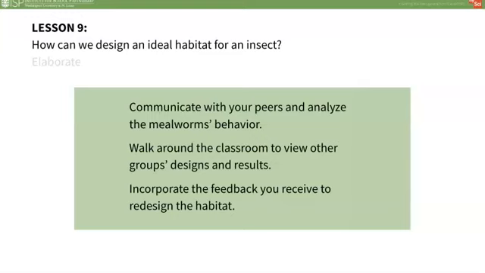Now is the time for students to look at what other groups have created and share out their own results. This can be done as a quick gallery walk or a more structured share out among the groups.